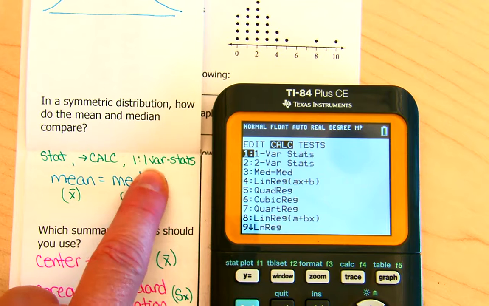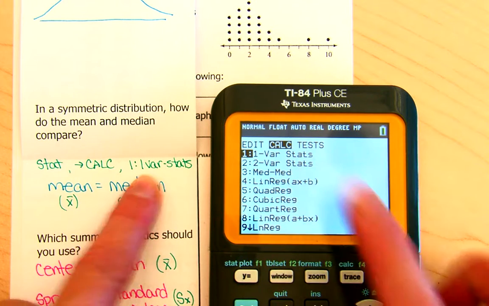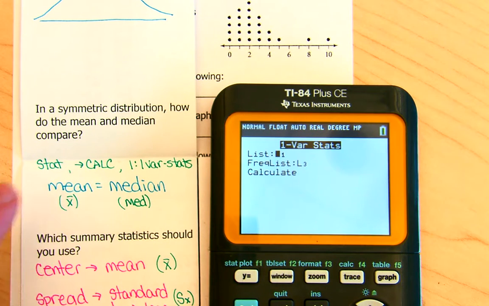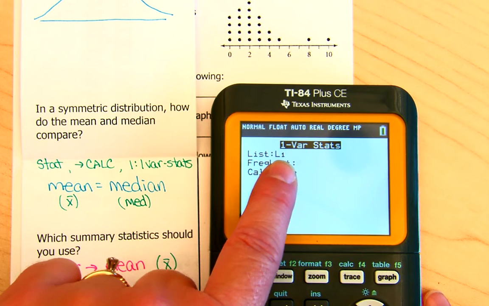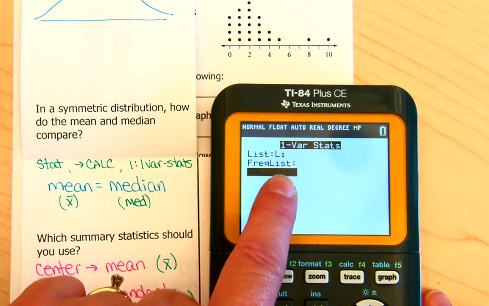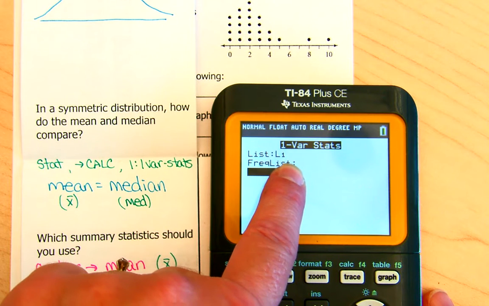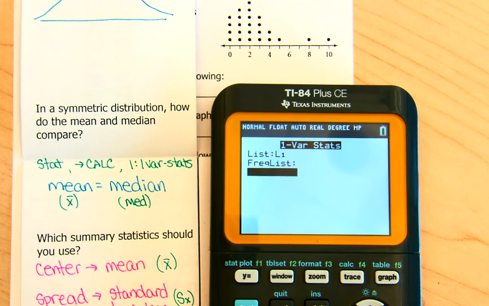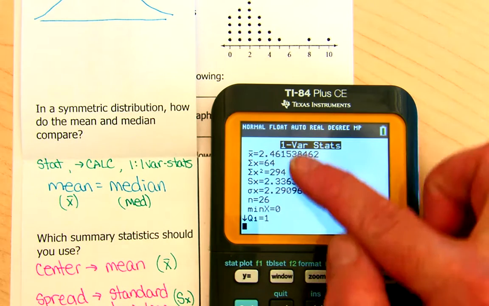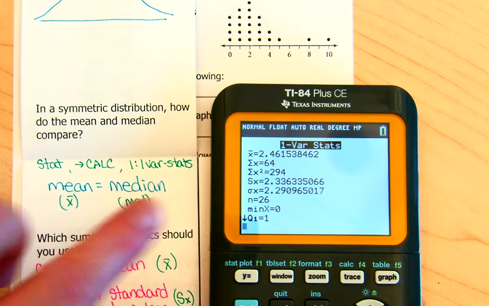Stat, over to calc, and then I'm going to do 1-Var Stats, that first one. My list is L1, that's where I put my data. Frequency, we're usually not going to use anything for frequency. Usually that will be left blank. And then I'll just calculate. And you'll see it gives you a lot of information.